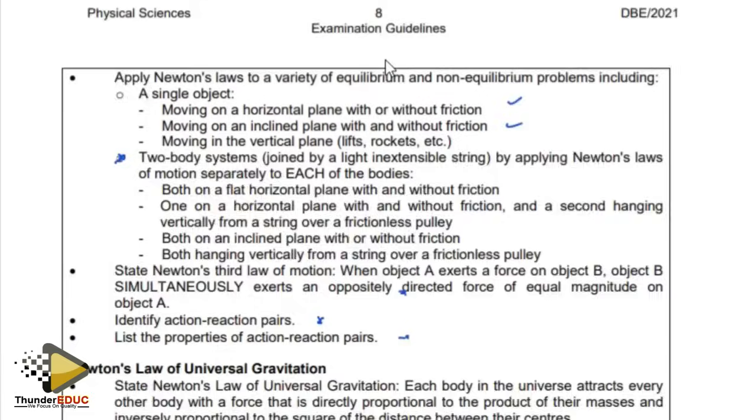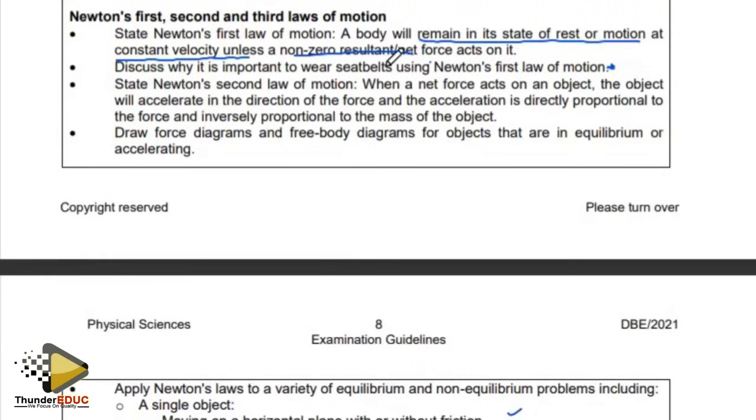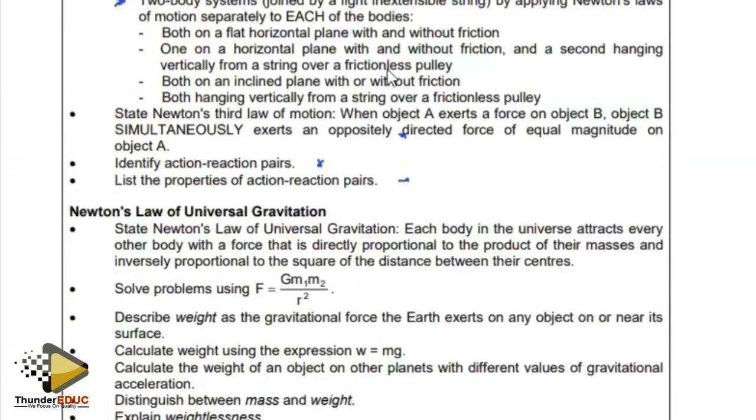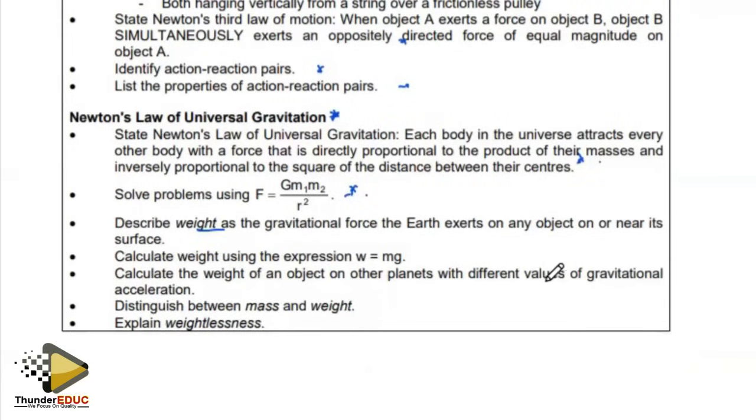And then there was Newton's second law, I didn't see it, but we also need to remember it, because that is the F net one. Then we also need to know Newton's law of universal gravitation. They hardly ask this under structured, but under multiple choice, it's usually an issue. Know how to state the law itself and then the formula itself. Then describe weight as a gravitational force the Earth exerts on any other object. How do we calculate weight? It is the product of mass and the gravitational acceleration. Calculate the weight of an object on other planets and all of that.